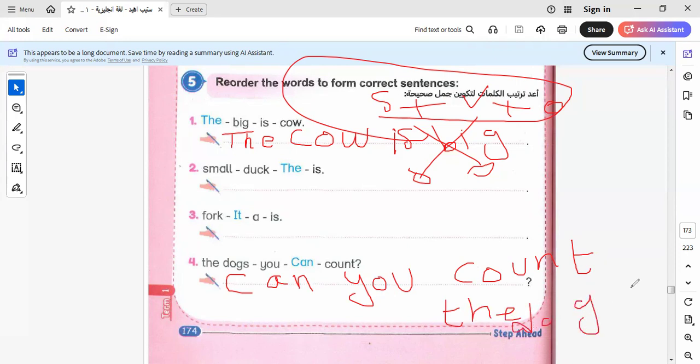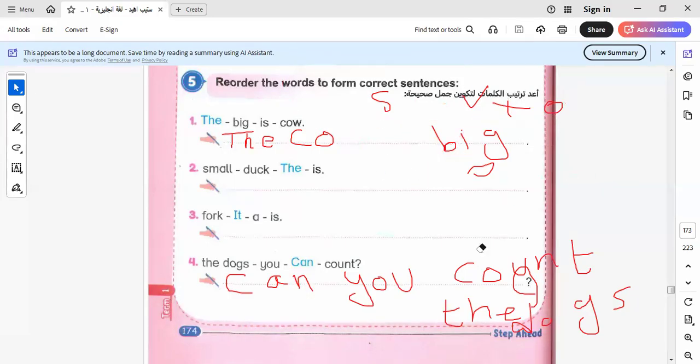Don't forget to put the question mark if we have a question form. You must put the question mark at the end of the sentence if we have a question form. If you have a question and you forget to put the question mark at the end, it will be minus half a mark directly. You must take care when you answer in the exam and concentrate on every question, because every item in the exam has a mark. So take care when you answer. Here it will be, can you count the dogs? Let's go to another item here.